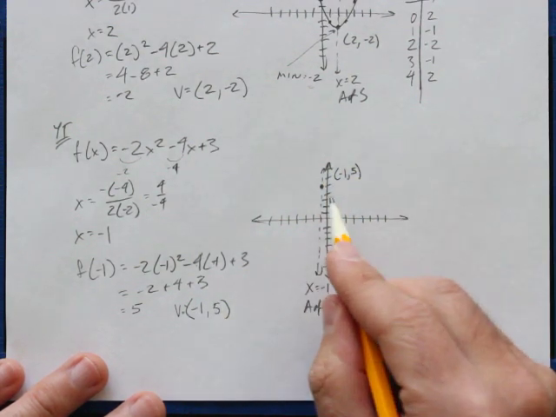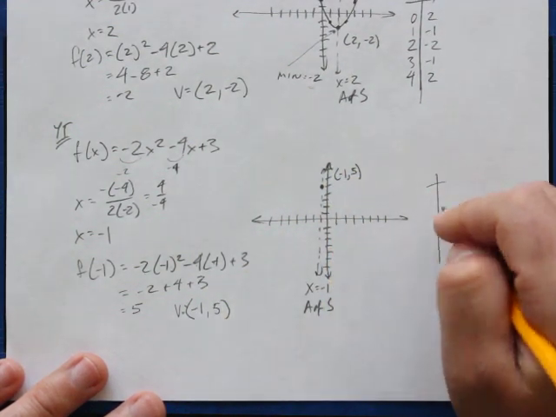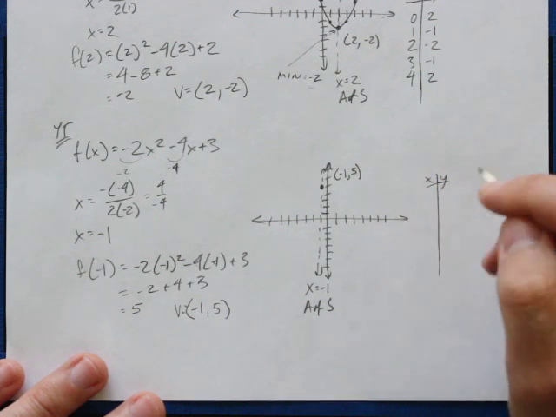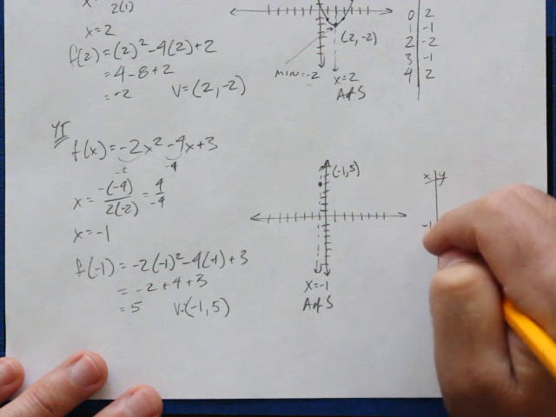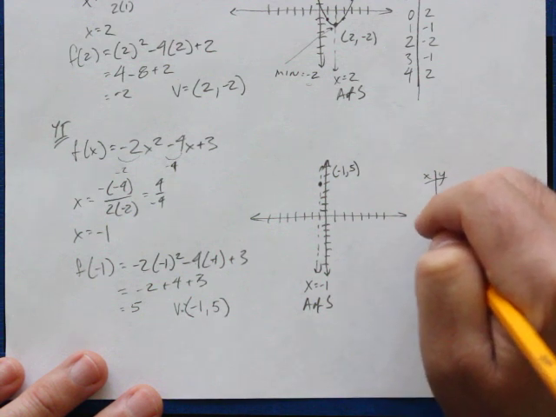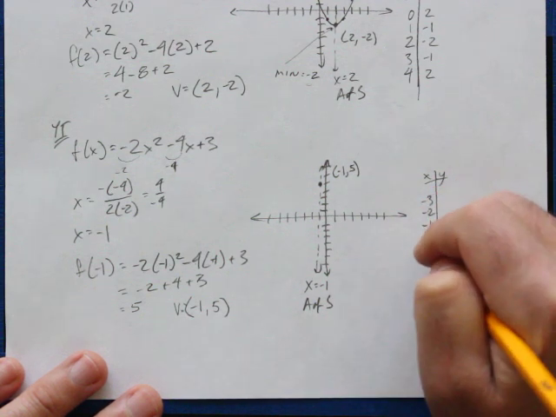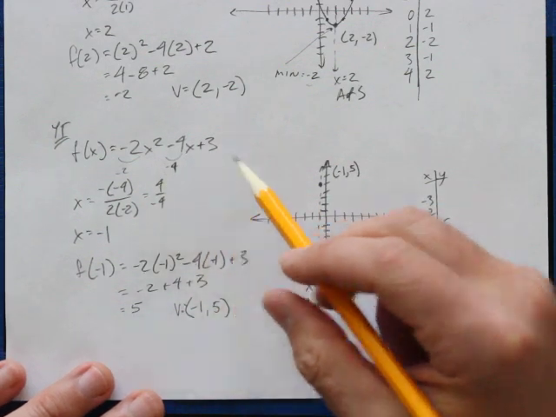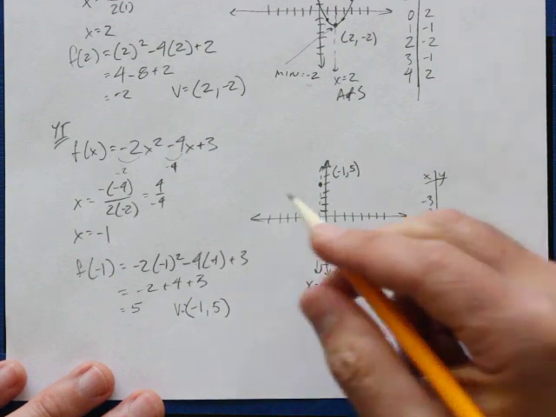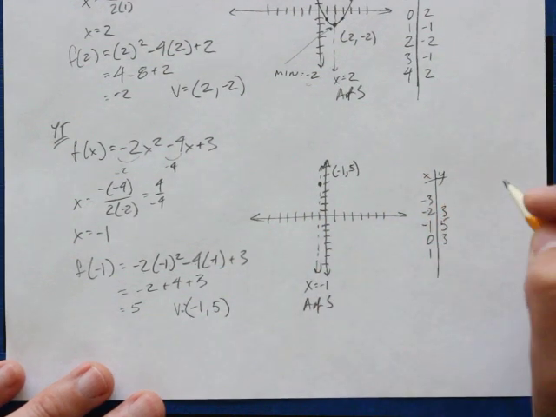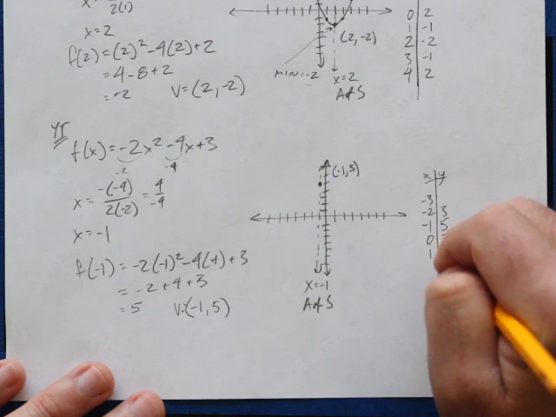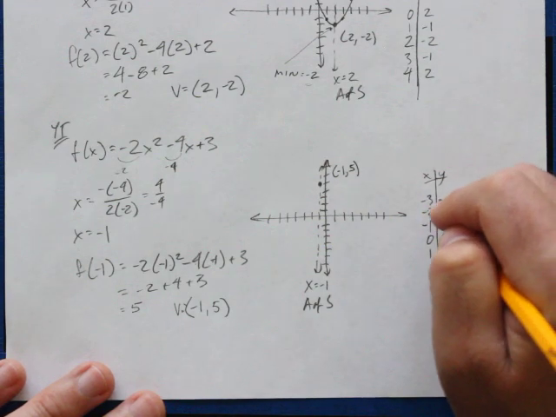Now I'm going to plot some points that I create or discover here. Negative 1, 5. So I go negative 2, negative 3, 0, and 1. When I plug 0 in, I get positive 3. When I plug negative 2 in, I also get positive 3. When I plug 1 in, I end up with negative 3. And when I plug in negative 3, I get negative 3.